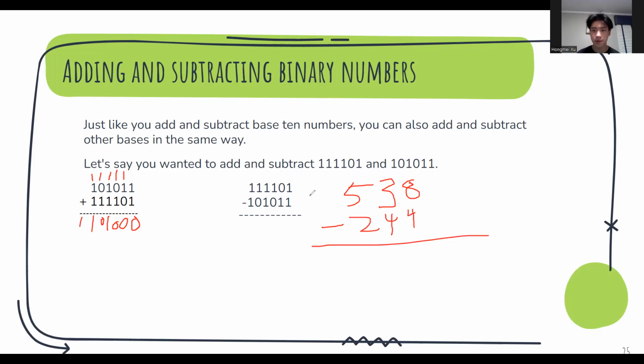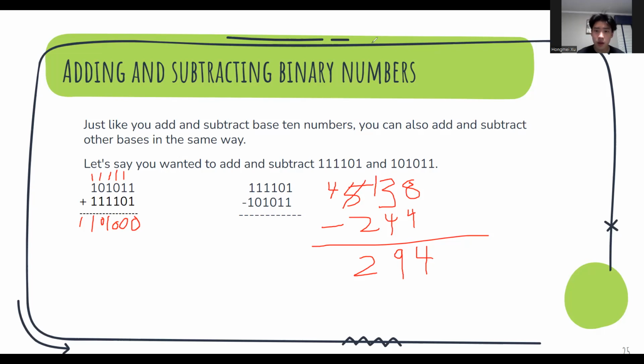You go from right to left. Oh, sorry, this is subtraction. 8 minus 4 is 4. 3 minus 4, well, you can't do that, right? Because 4 is bigger than 3. So this 5 becomes a 4, and this 3 becomes a 13. 13 minus 4 is 9. And 4 minus 2 is 2. So 538 minus 244 is 294.